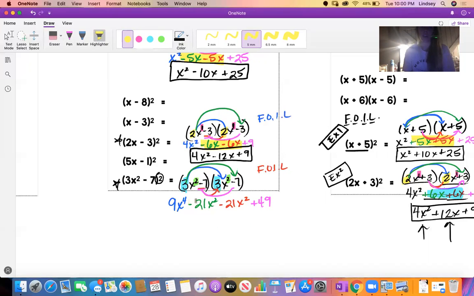All right, so we have to combine our like terms, the 2x squareds. So then I'm going to be left with 9x to the 4th power minus 42x squared plus 49.